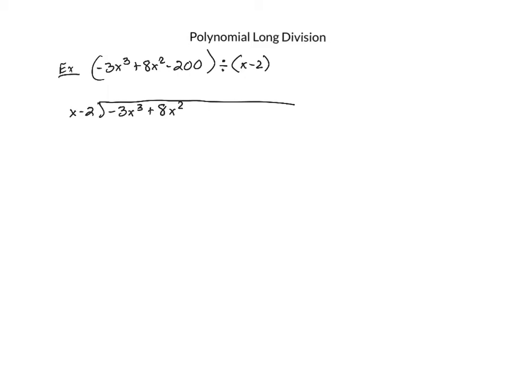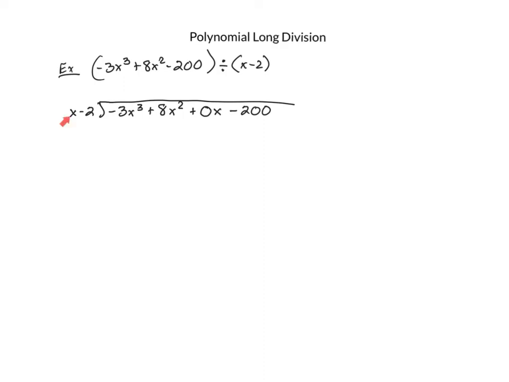And notice there is no linear term in that dividend. So we need a 0x as a holding place right here. Otherwise, as we work through the problem, things aren't going to line up the way we want. So I will include that 0x, and then I have this minus 200. Now let's practice our process.